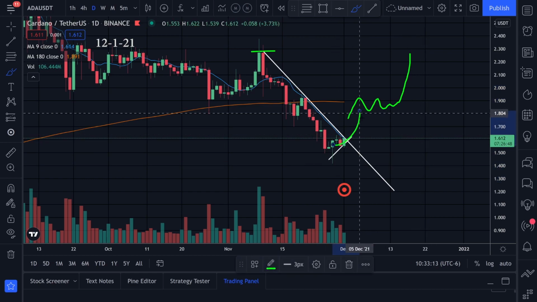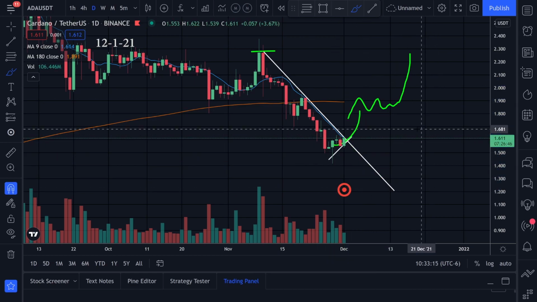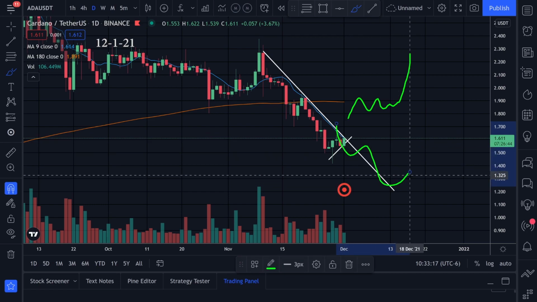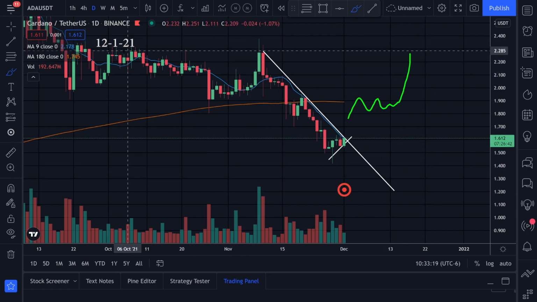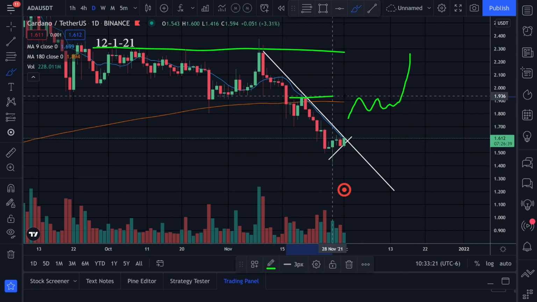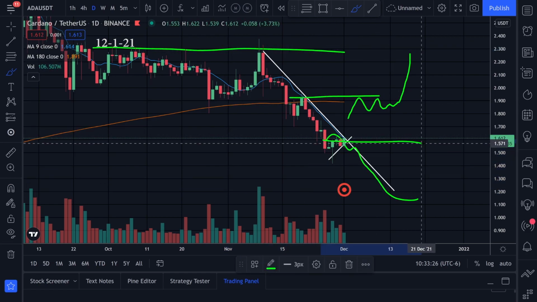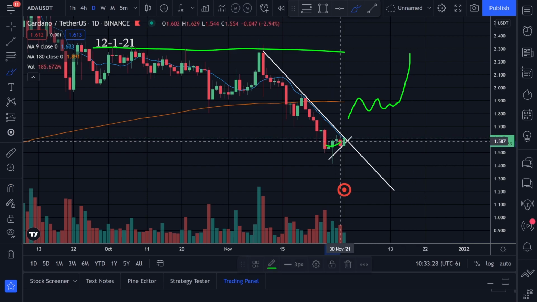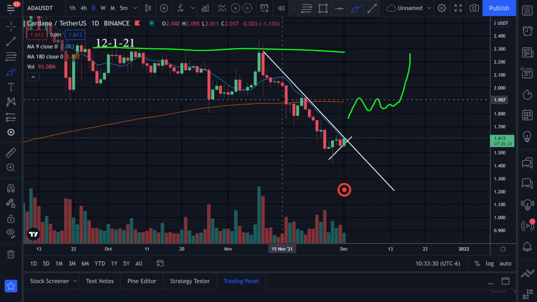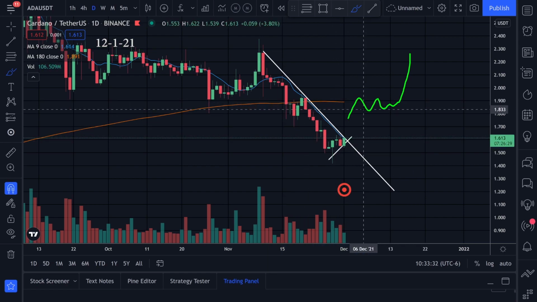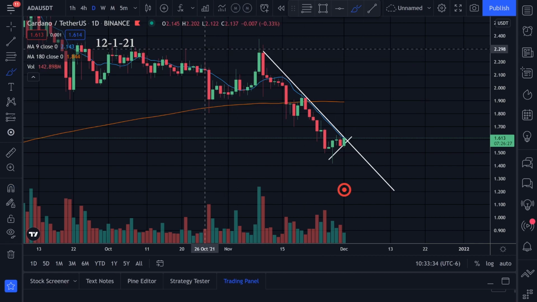I'm not sure if we're going to break it right here or if we're going to get rejected and go down a little bit more, but I think when we do break this downtrend, I'm going to be targeting ultimately this one right here. First target would be this one, and then this one. If we come down more, we'd be targeting this one. But for now, it looks like we might be breaking out. So the next level would be around maybe 190, and then maybe we could target 2.27.